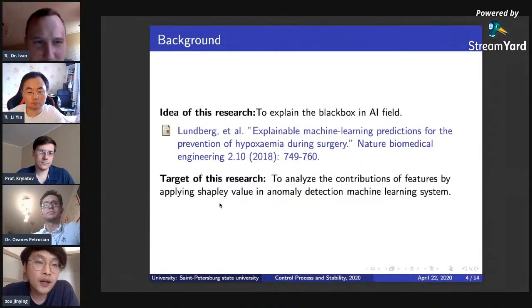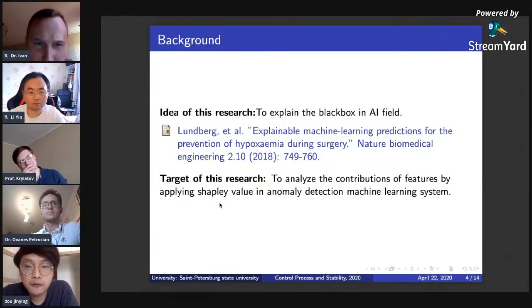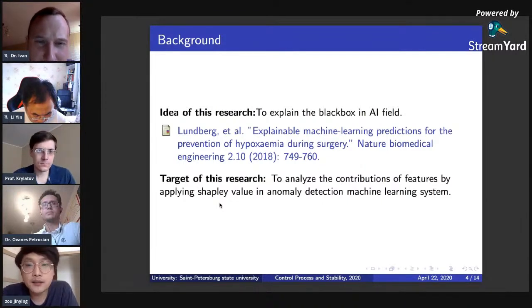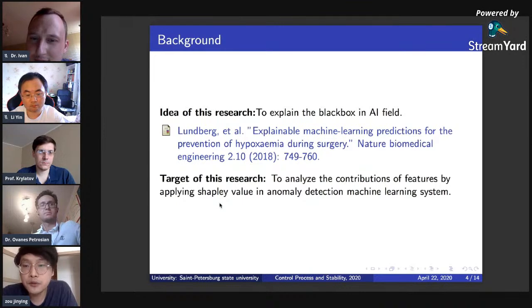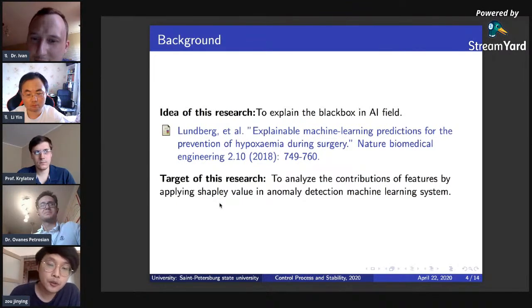Actually, our idea comes from a paper from Nature. In this paper, they apply Shapley value in a medical system. In this system, they use Shapley value to explain the features of the data set. In this case, doctors and patients can more easily understand why and how the system gave such a prediction. So our target for this research is to analyze the contribution of features by applying Shapley value in an anomaly detection system.